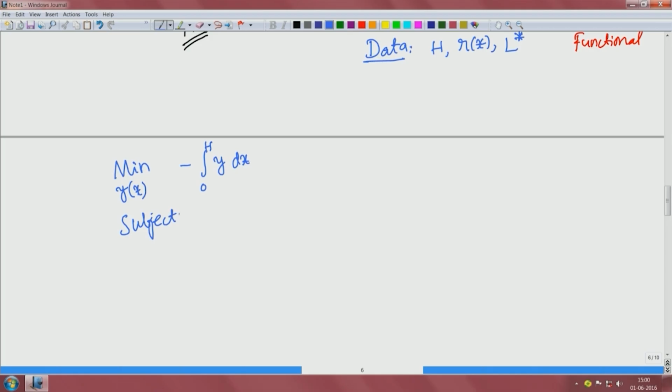subject to y minus r less than or equal to 0, and then integral 0 to h square root of 1 plus y prime square dx minus L star less than or equal to 0, and do not forget to write the Lagrange multipliers lambda of x and lambda.